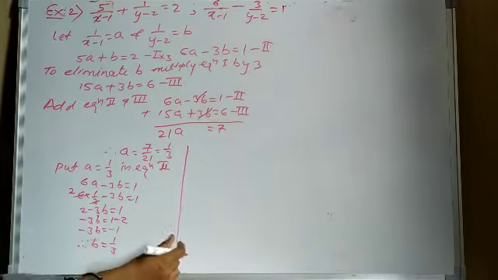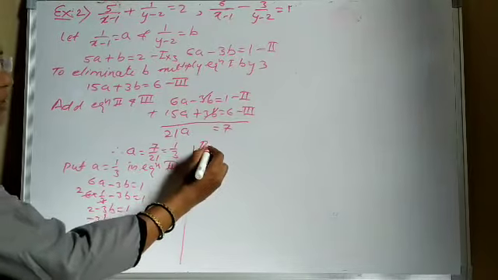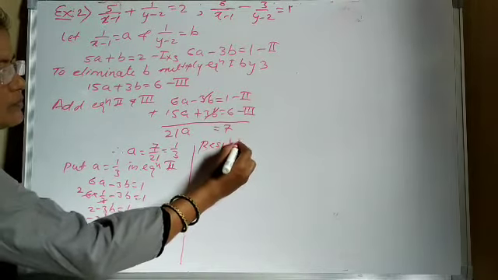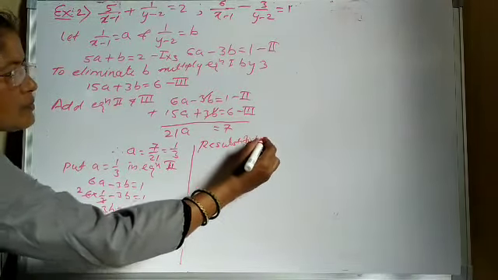Now resubstitute for a and b. A is equal to 1 by 3 as we got here, and also b is equal to 1 by 3. So we will solve this. A's value, what you have taken at the beginning: 1 upon x minus 1 is equal to 1 by 3. Just compare the denominators. You will get x minus 1 is equal to 3. So x is equal to 3 plus 1. x is equal to 4.